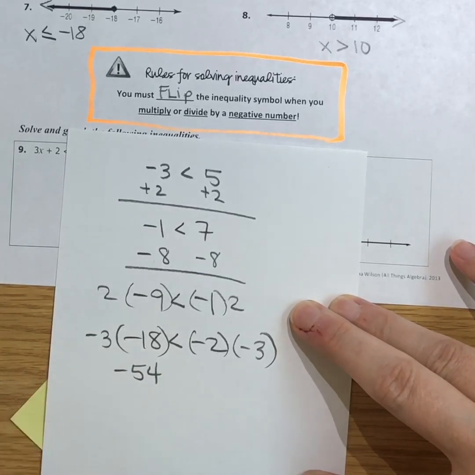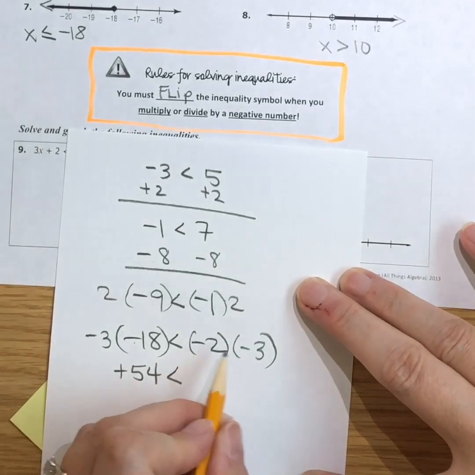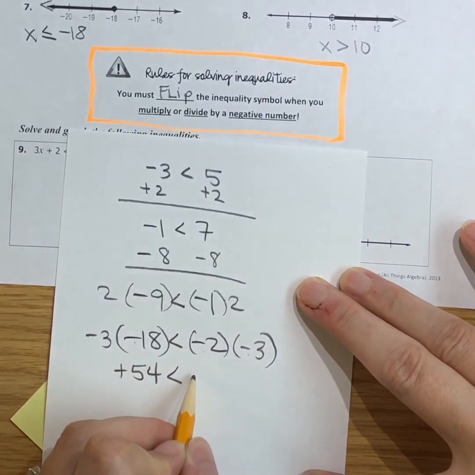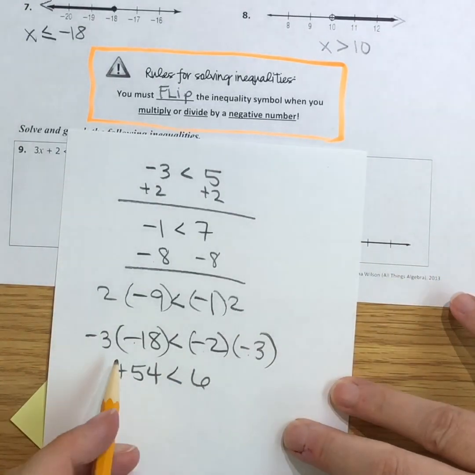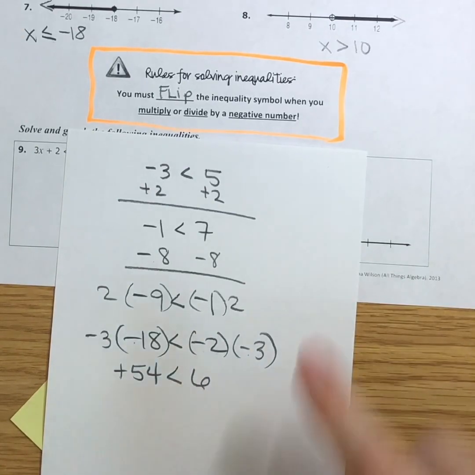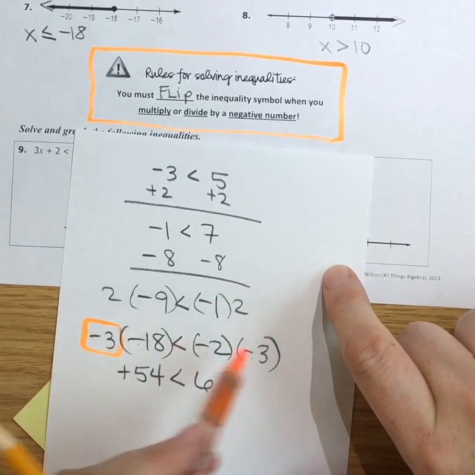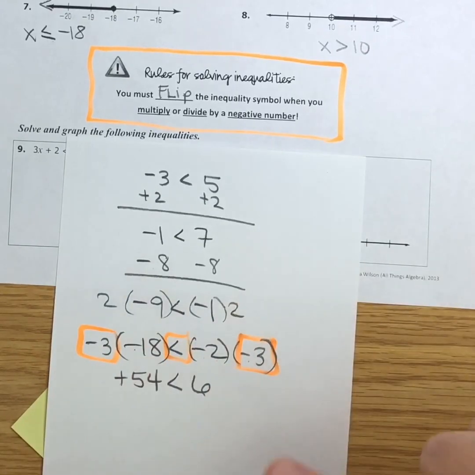Oh, sorry, no, I just said it. A negative times a negative is positive, so that's 54. Less than, again, a negative times a positive is positive. 2 times 3 is 6. Now, all of a sudden, this is where we come into a danger zone. As soon as we multiply by a negative on both sides, this symbol is no longer true.